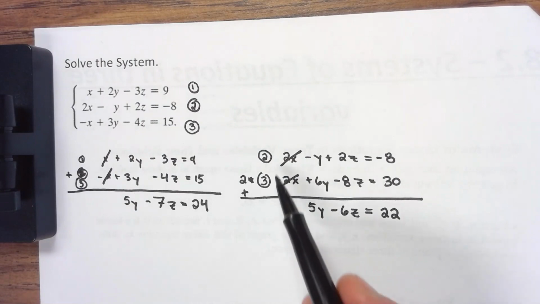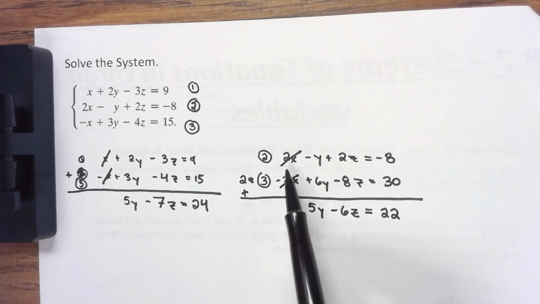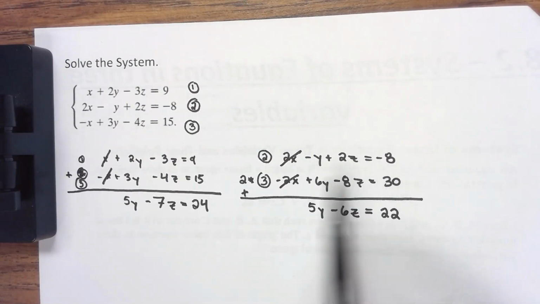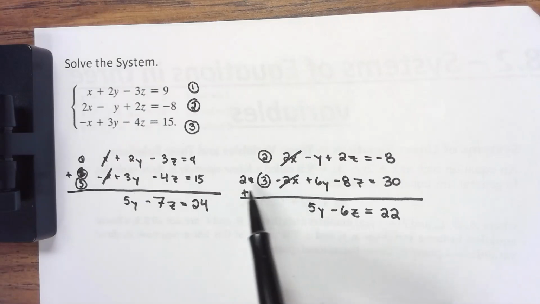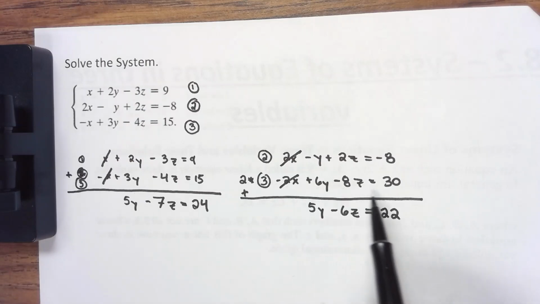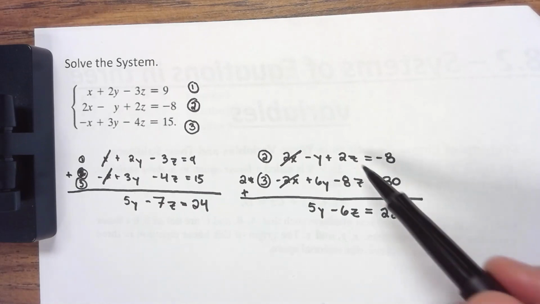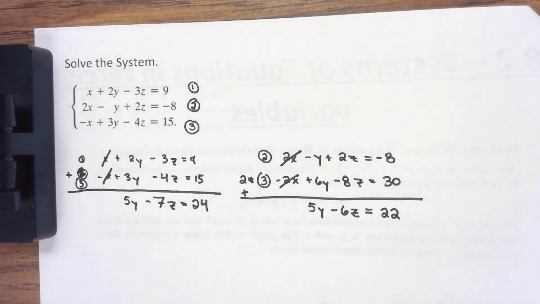Here, what did I do? 2 and 3. So 2x minus y plus 2z equals negative 8. Looks good. Equation 3 times 2, negative 2x plus 6y minus 8z. Yep. And all the adding, 22, negative 6z, 5y. Everything seems to check out. I promise you that check goes a long way.